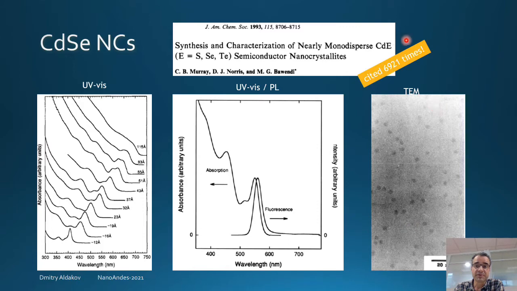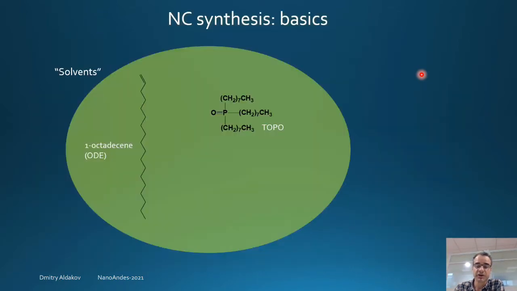It turns out that this paper is extremely well cited. By today it has been cited 7,000 times. Because it was a really seminal work which inspired a lot of scientists all over the world that it is possible to make these stable colloidal and luminescent nanoparticles.